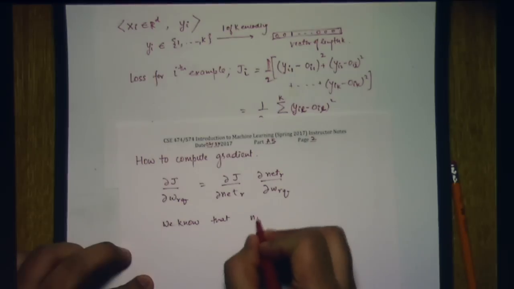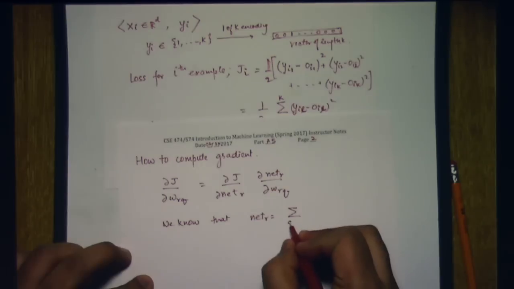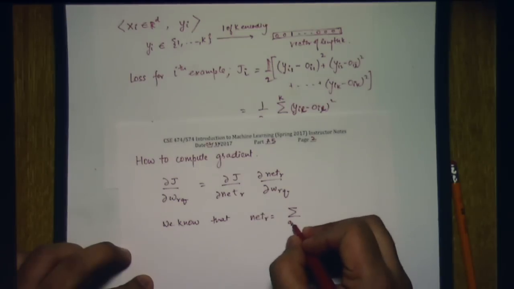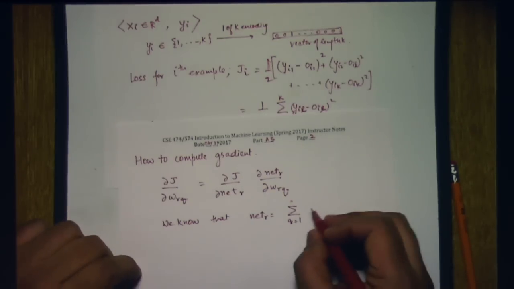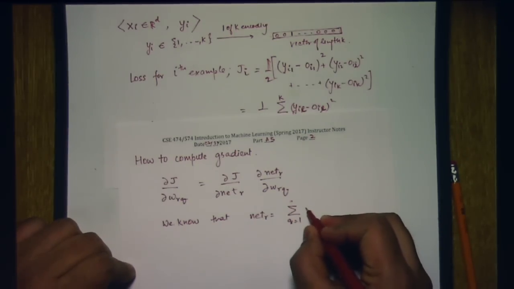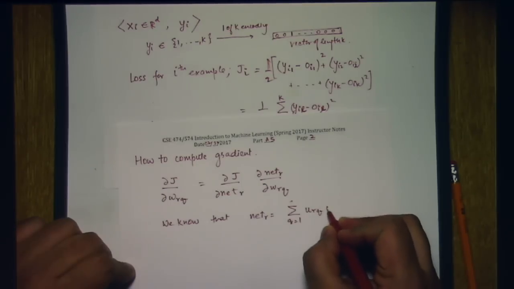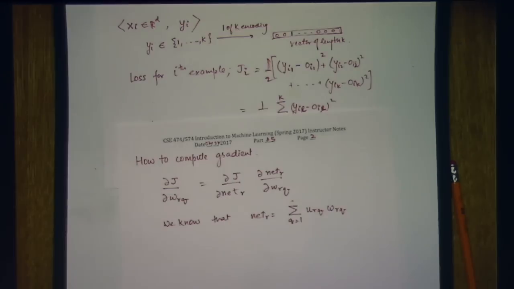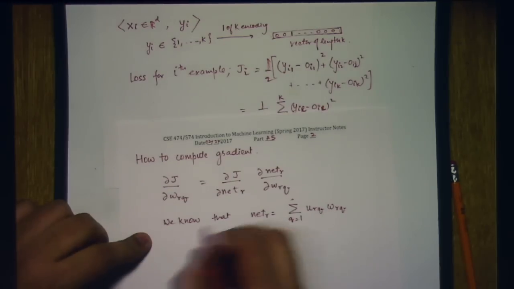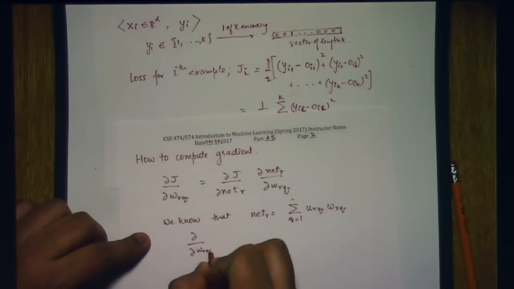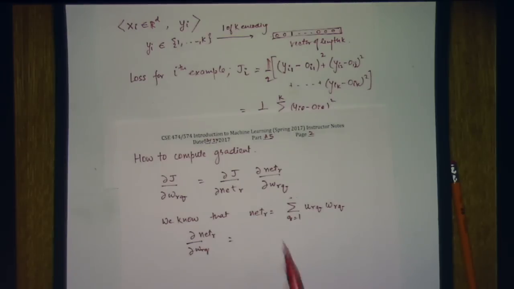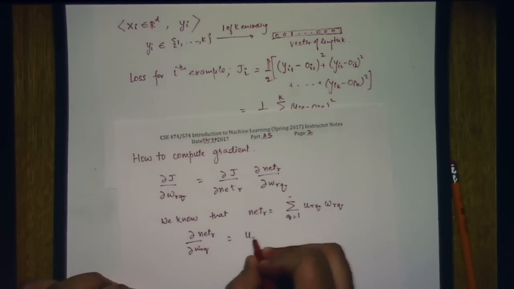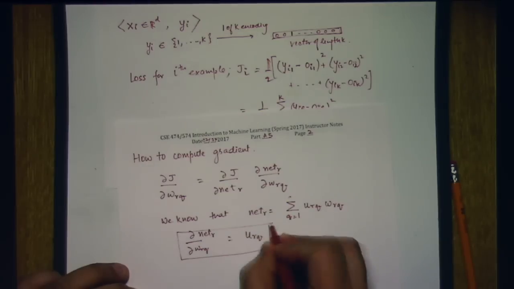Then we know that net of R, remember, is nothing but a summation over Q equal to 1 through whatever number of weight entries there are, of U of RQ times W of RQ, right? That's the net of R, that's a summation, right? Which means that if I compute the derivative, all I do is open this summation. Only one of these entries will depend on WRQ, everything else will have some other Q, right? So that means that this will be just U of RQ. That's the first thing, very easy, right?